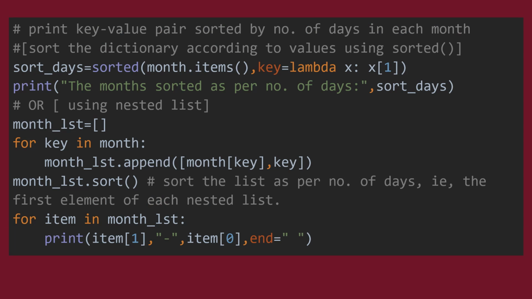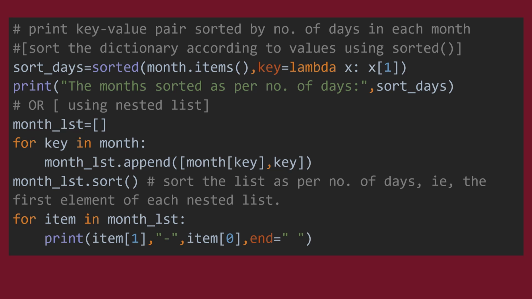Now print key value pairs sorted by number of days in each month. That means here actually we want to sort the dictionary according to the values. Okay, so that can be done either by using the sorted function, within that you can use a lambda function. So this is the easiest way to do this, or else if you are not very familiar with this lambda function, then you can use another approach. We have done it in both the ways.